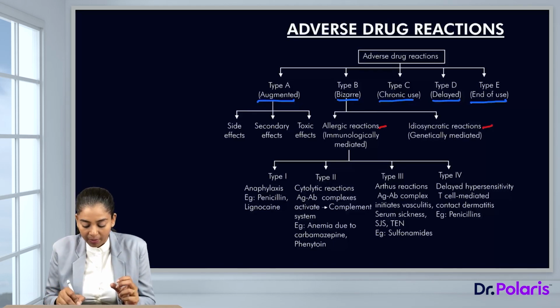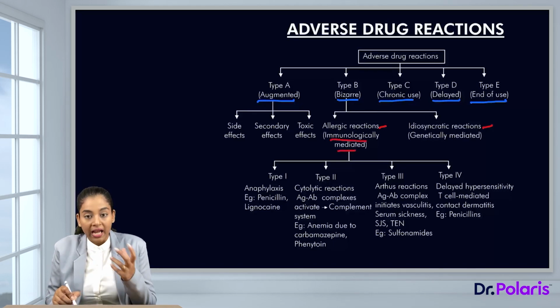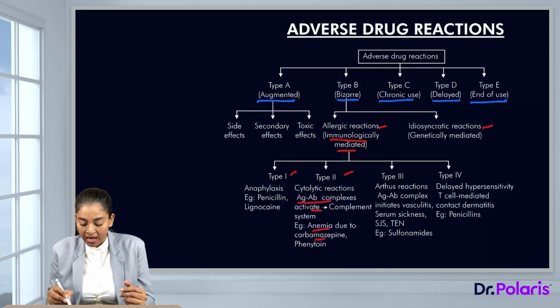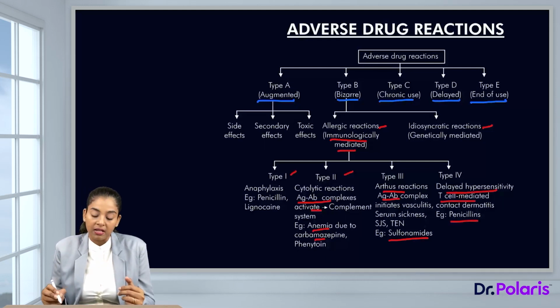Allergic reactions can be immunologically mediated. Hypersensitivity reactions basically. Type 1, anaphylaxis due to penicillin or lignocaine. Type 2, antigen-antibody complexes like anemia due to carbamazepine. Type 3, Arthus reaction, again antigen-antibody complexes like sulfonamides. Type 4, delayed hypersensitivity, T-cell mediated like in penicillins.